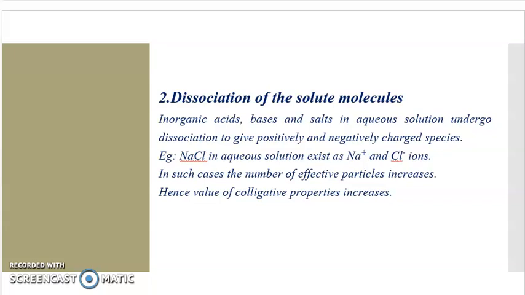The first one is association of the solute molecules, and the second one is dissociation of the solute molecules. These two cause a difference in colligative property, so there will be a different value for the colligative property from our expected value. So the two reasons for abnormalities are association of the solute molecules and dissociation of the solute molecules.